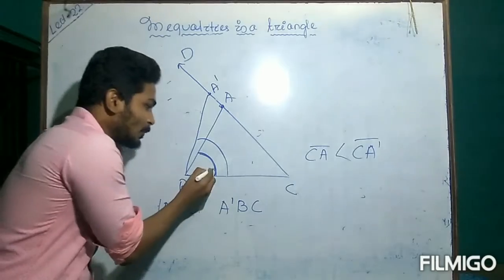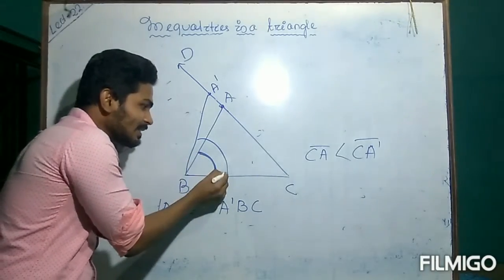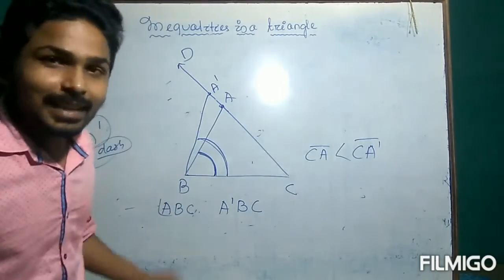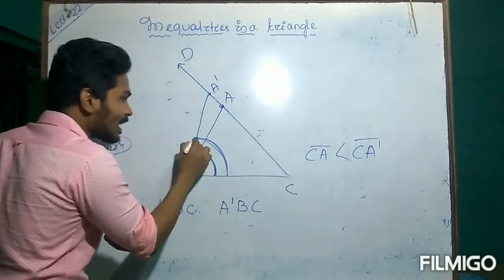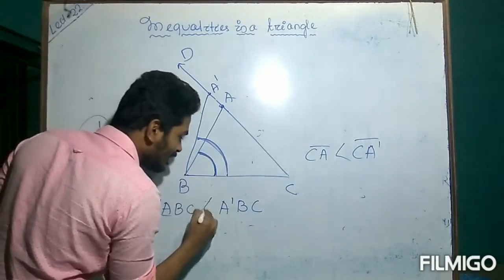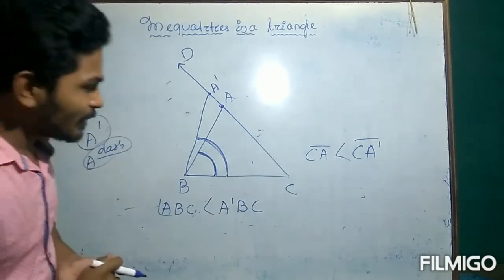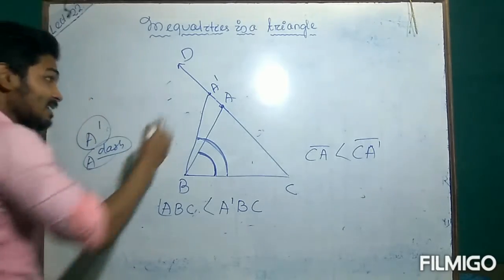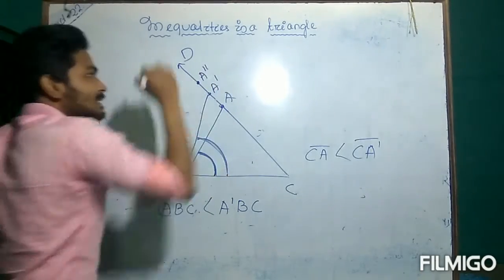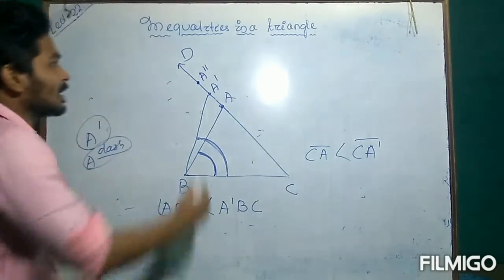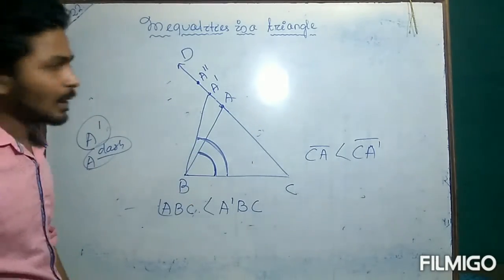Now, tell me whether this angle is larger or this angle is larger. Which angle is larger here? Obviously, this angle, A dash BC, is larger. Understood? Next, let us take another point, A double dash, over this CA.